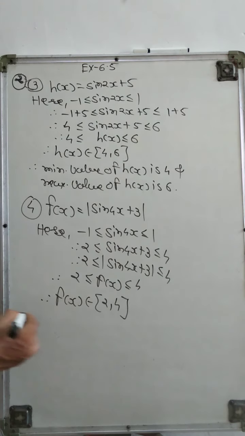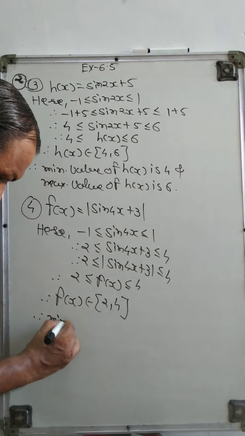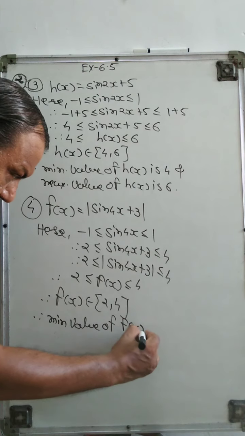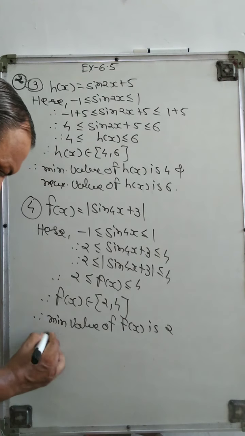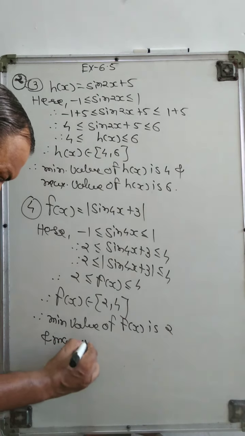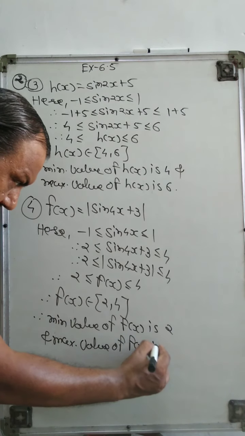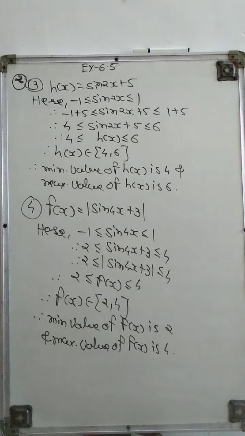Okay. Therefore, the minimum value of f(x) is 2 and the maximum value of f(x) is 4, right? So this way we can find the minimum as well as the maximum value of the given function.